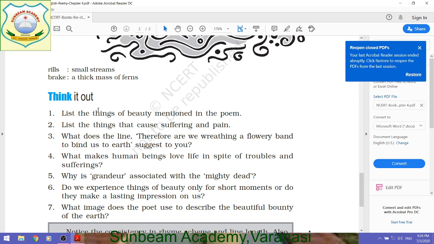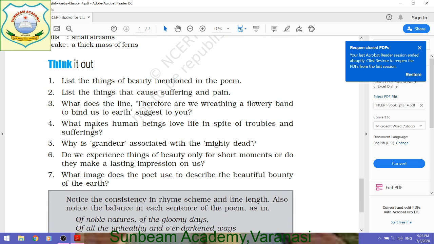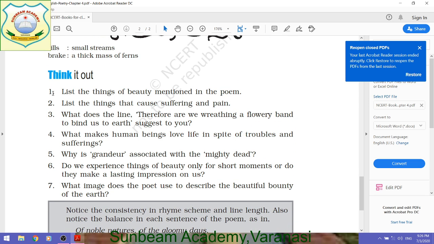Now see the think it out, where 7 questions are given. We take right from question number 1, that is, list the things of beauty mentioned in the poem. 2 or 3 years back this same question was asked in your board examination. List the things of beauty mentioned in the poem. So what you have to do in that case is mention that there are so many things of beauty which are mentioned in the poem.